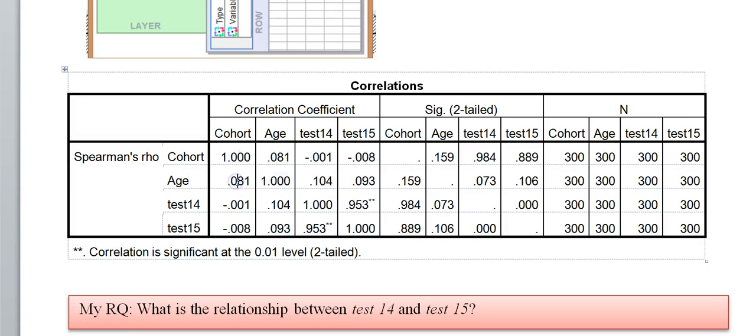Now notice that none of the relationships with cohort, either with age, test 14 or test 15, are statistically significant. None of the relationships between age and test 14 or 15 or with cohort are statistically significant. What is statistically significant is the relationship between test 14 and test 15. However, remember this is a Spearman's rho, and test 14 and 15 are intervally scaled. So this is looking at their relationship, ignoring their shape.